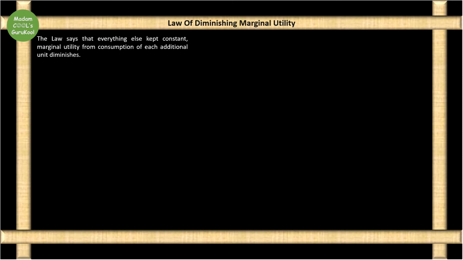That is, to calculate marginal utility for the third unit, we have to take the total utility till the third unit minus the total utility till the second unit, that is, the total utility till the n units minus n minus 1 units. So let's take another example to understand this better.